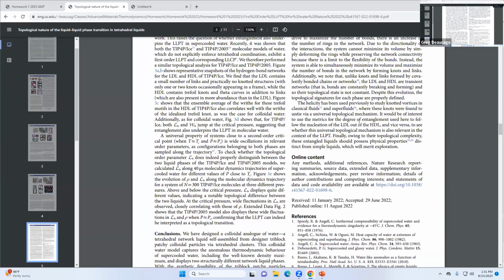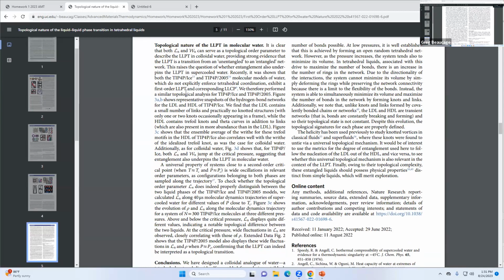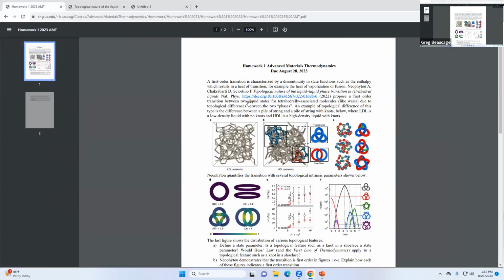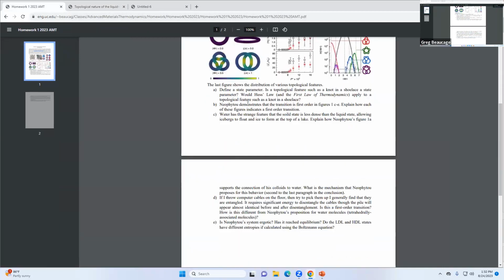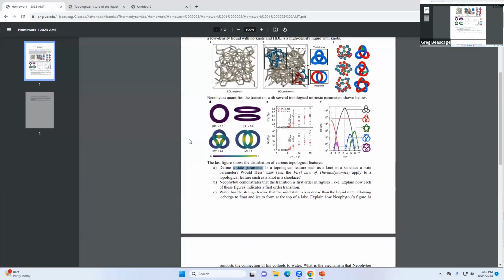Temperature, somewhere at the end, he says that this basically explains why solid water is less dense than liquid water. So that's kind of what this thing is. Let me see what I asked here. So define a state parameter, right? So that's going to be like density, enthalpy, entropy, right?